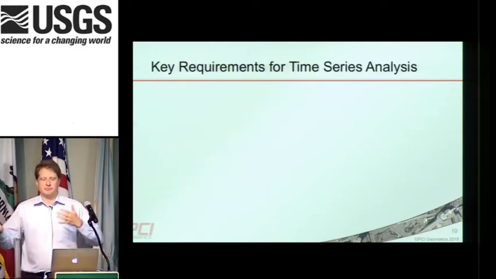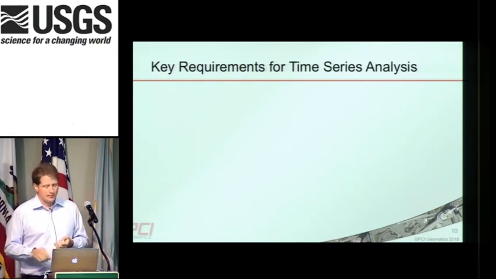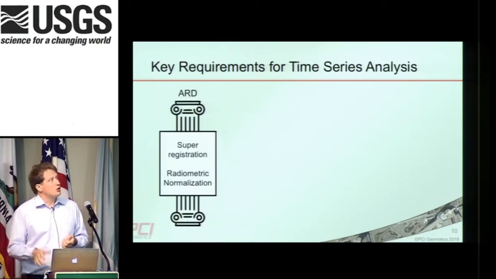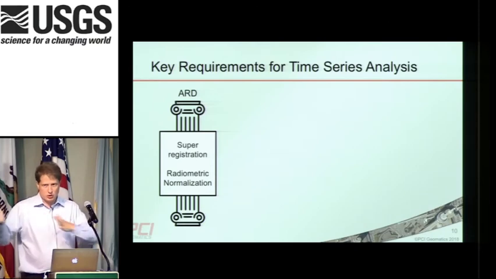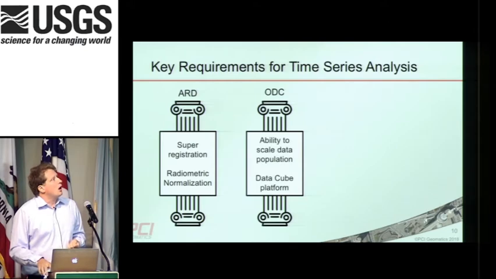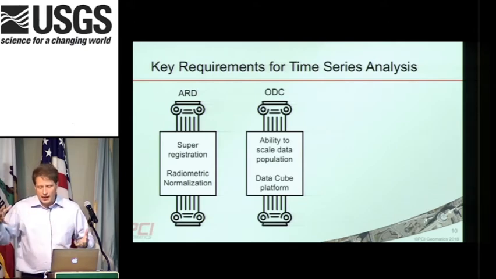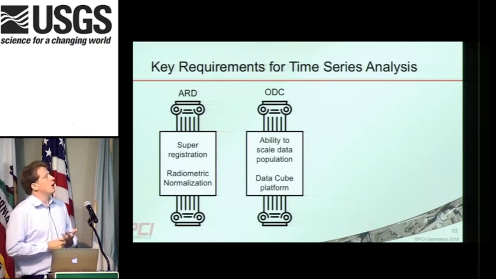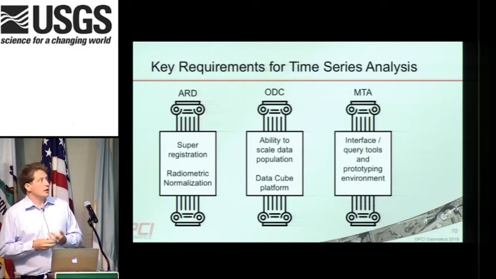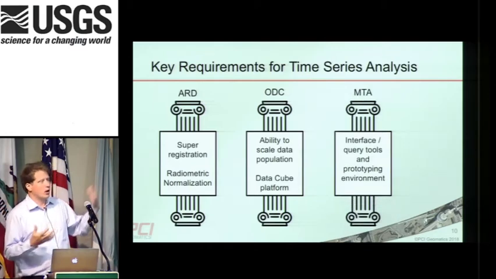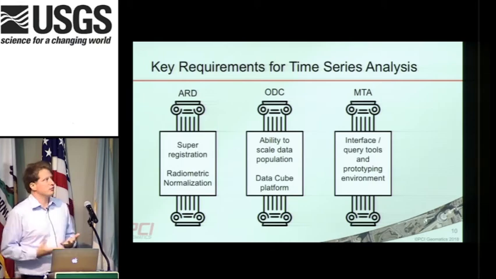Okay, so let's step back a little bit. What are the key requirements for time series analysis? You need ARD product: super registered, with all the geographic distortion removed, and radiometrically normalized. You need the ability to store that data in a single, easy to access way, and that's the ODC, Open Data Cube. And you also need tools and algorithms that you can run on that big stack so you can derive information from that data.